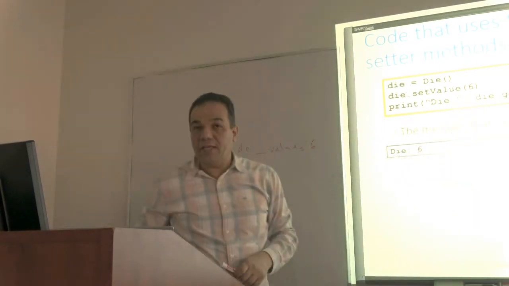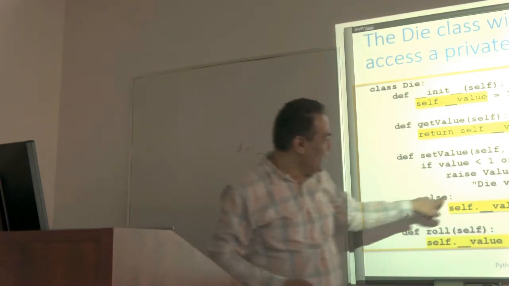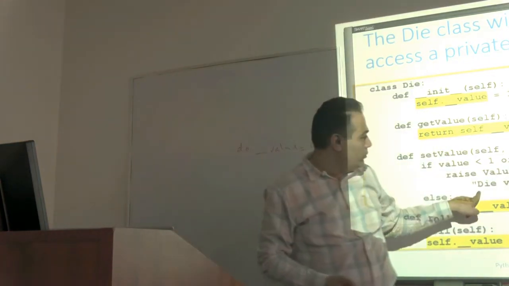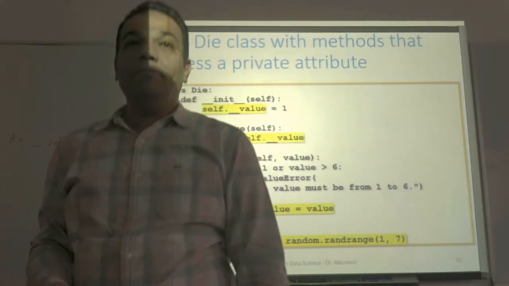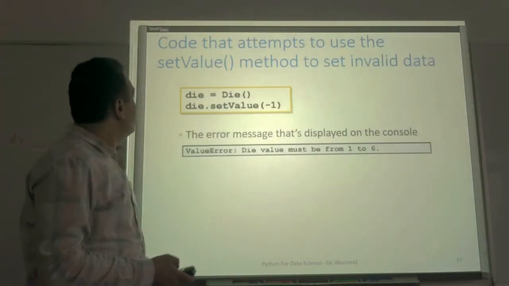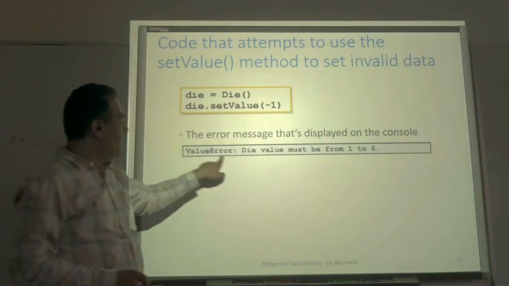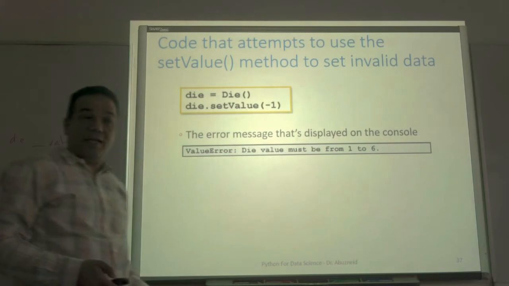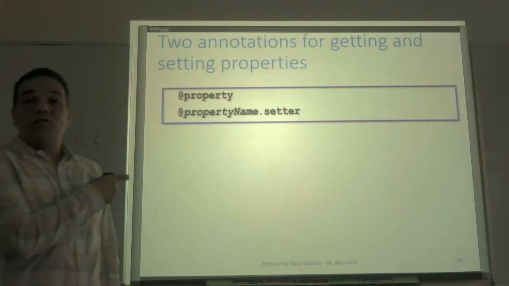Error. What does the error say? It will say what you have raised in here. It will tell you die value must be from 1 to 6. Right? All right. So that's the way. If I say set value -1, it will raise this error that I have created. Right? All right. So that's what I need you to use.